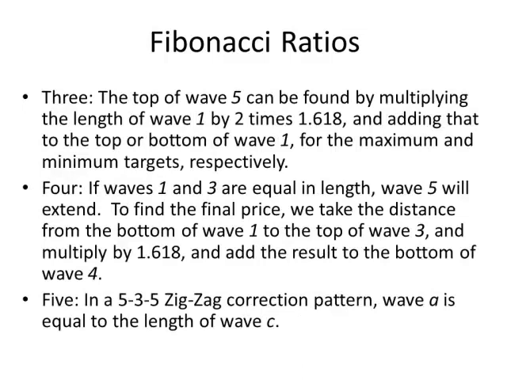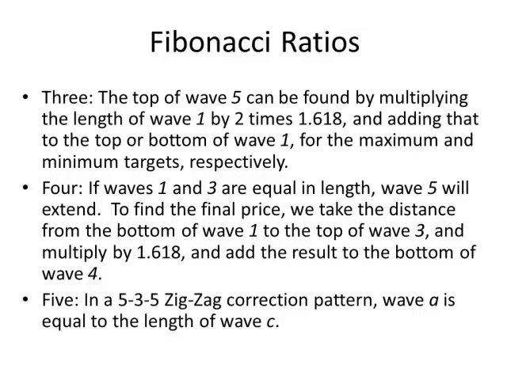Fibonacci ratios, number 3. The top of wave 5 can be found by multiplying the length of wave 1 by 2 times 1.618 and adding that to the top or bottom of wave 1 for the maximum and minimum targets respectively. Let's explain what this means. Again, we have our 5-wave uptrend pattern. The top of wave 5 is looking at the highest point for wave 5. How do we find this?